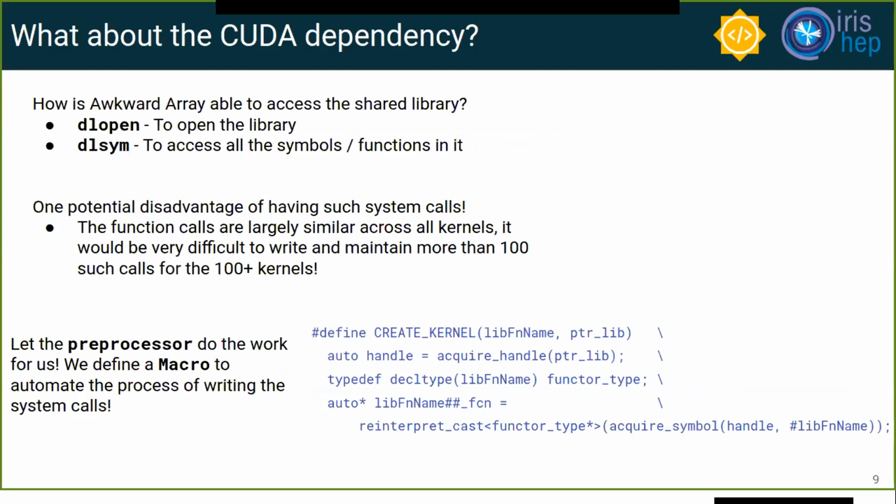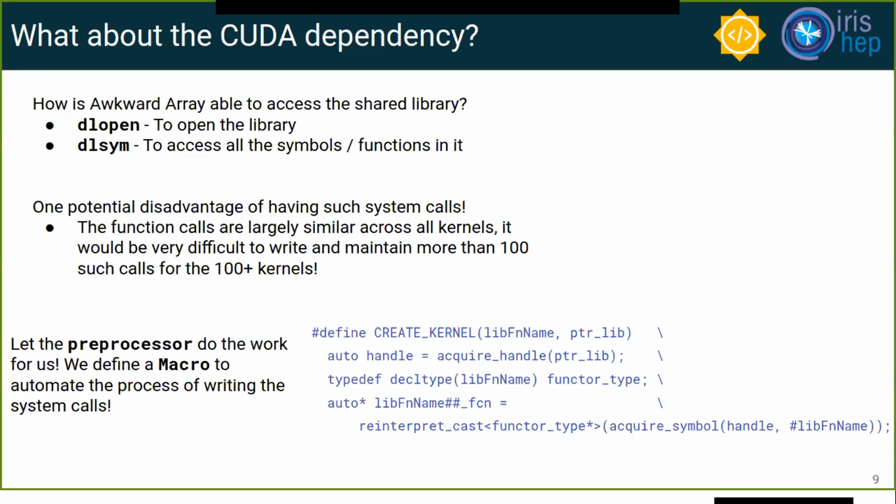So let's talk about how we would handle the extension or the shared library. We make use of Linux system function calls like dlopen and dlsym. Dlopen, given an absolute path, returns the handle of the shared library, and with dlsym, we can call the functions or symbols in the library. Now, one potential disadvantage of having such a system is that it would be pretty difficult to write and maintain 100 plus such calls, which are largely similar. So we don't do that.